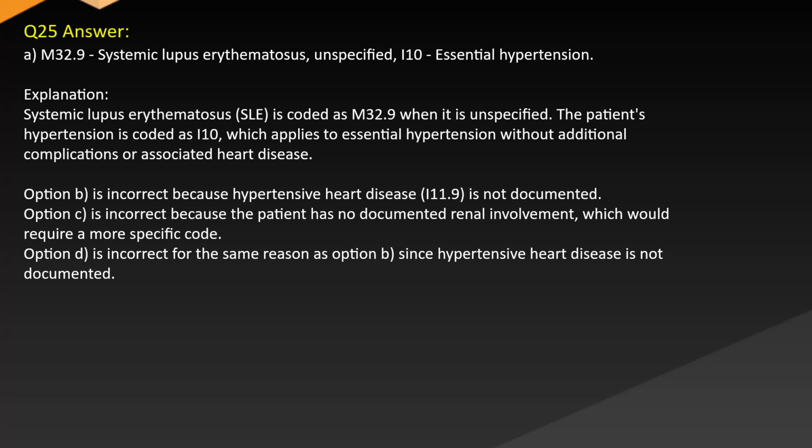Option B is incorrect because hypertensive heart disease I11.9 is not documented. Option C is incorrect because the patient has no documented renal involvement, which would require a more specific code. Option D is incorrect for the same reason as option B, since hypertensive heart disease is not documented.